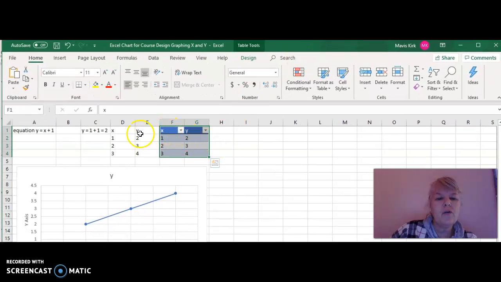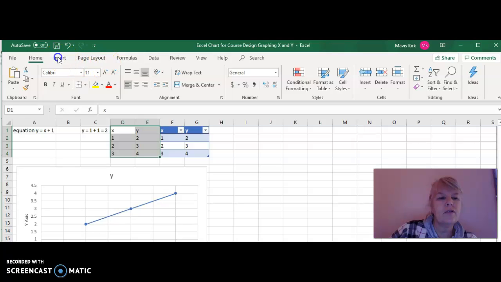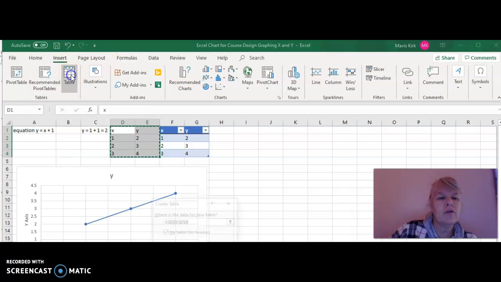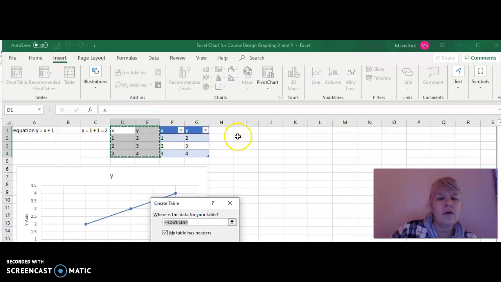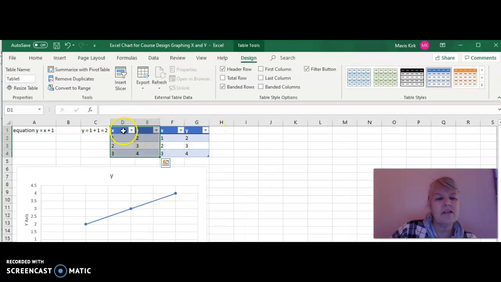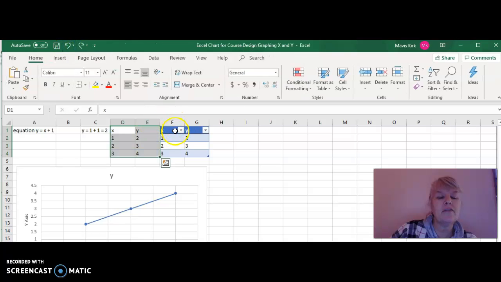Okay, so in order to make it a table, we're going to do insert table, and we can hit OK. And it made it the table. I'm going to undo that because it's just for an example, but that makes that.